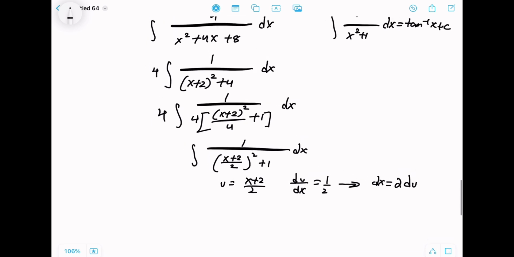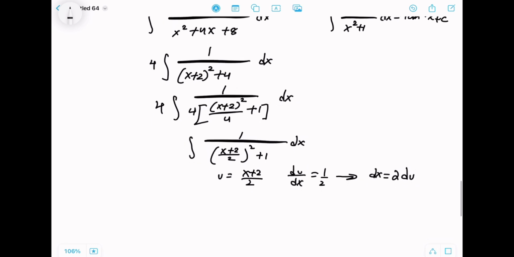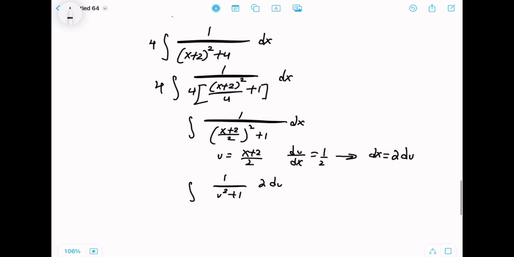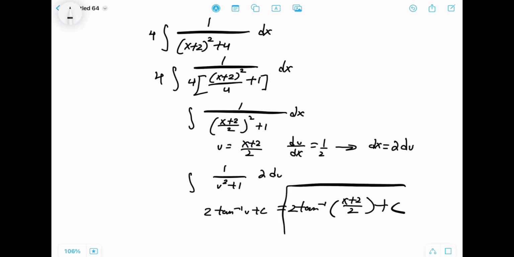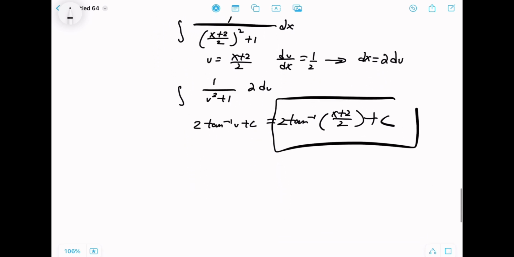And then I'm going to sub that back in, so I get the integral of 1 over u squared plus 1, 2 du, and that is going to be 2 tan inverse u plus c, which equals 2 tan inverse, if I sub back in u, (x plus 2) over 2, plus c. And that right there is my answer for problem 3.